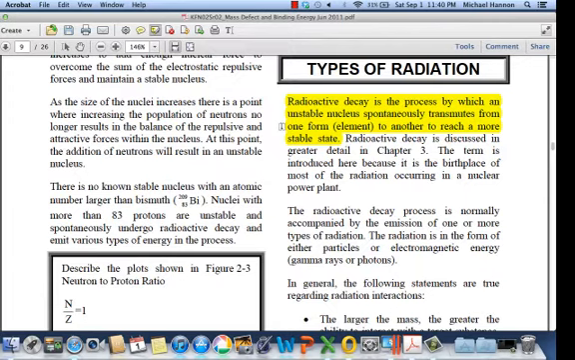If we have a fission of an atom, for example, uranium-235 or 238, it's going to continue to fission until it comes down and moves to a state of stability.